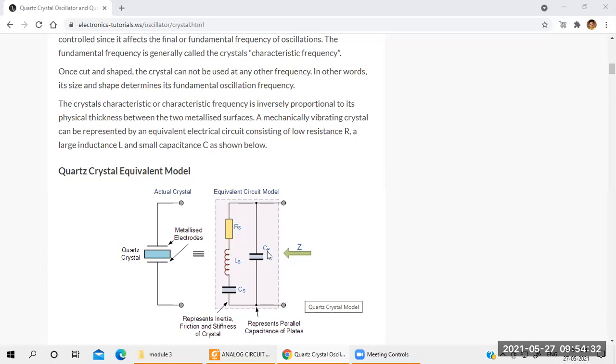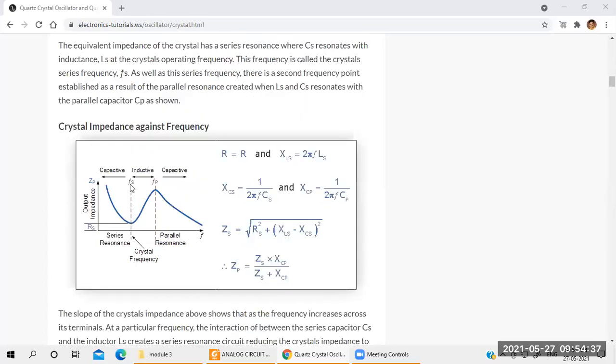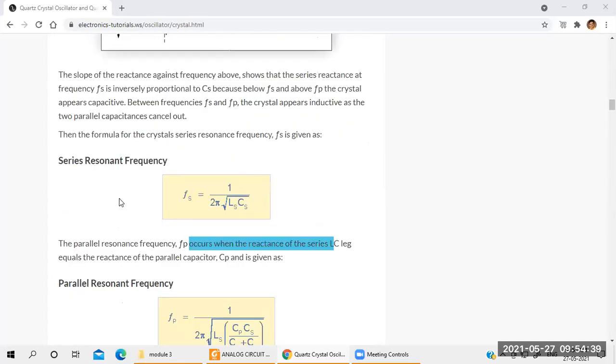Understood? There are two types in a crystal: series and parallel. First you take the series resonant frequency. For that you take the formula: Fs is equal to 1 divided by 2 pi square root of L and Cs. L means inductance. Cs means capacitance, which is connected in series with the inductance. From that we can generate the series resonant frequency.